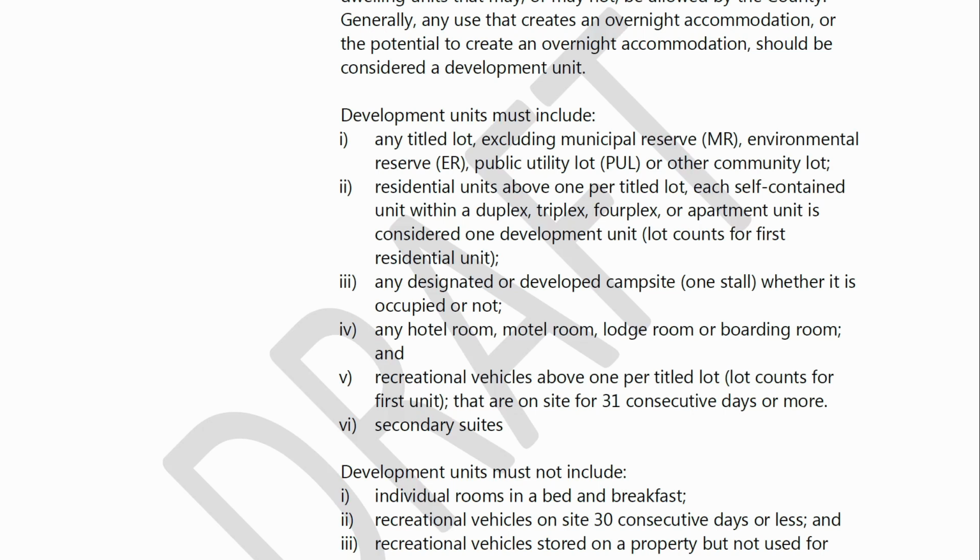It includes any hotel, motel, or lodge room. So if a small-scale Kananaskis-type resort was proposed that has 80 rooms, that would count as 80 development units. It also includes recreational vehicles that are on-site and intended for use for 31 consecutive days or more through a season. A family visiting for 3 days over a weekend does not count as a development unit, but if someone is set up for use more long-term, then that recreational vehicle will count as a development unit. And finally, the definition specifically identifies secondary suites as part of the count as well.